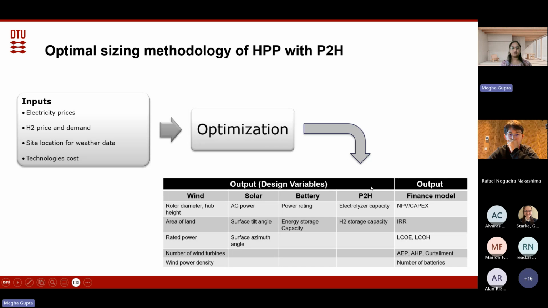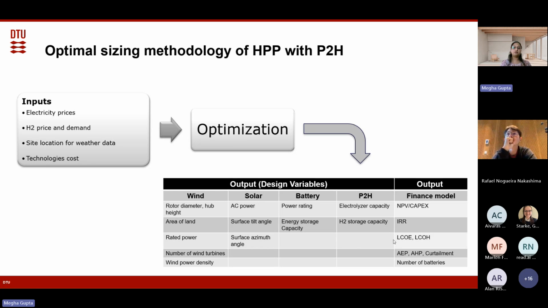Okay, I'll continue then. Once we give these inputs to this whole black box, what we get as an output are the design variables, like different design characteristics of the wind turbine. For example, its rated power, how many wind turbines we need, what will be the rotor diameter, hub height. Similarly, for solar plants, we get to know the optimal tilt angle, azimuth angle, or AC power capacity. Similarly, for batteries and electrolyzer, we can get all the design specifications that we have provided to the tool.